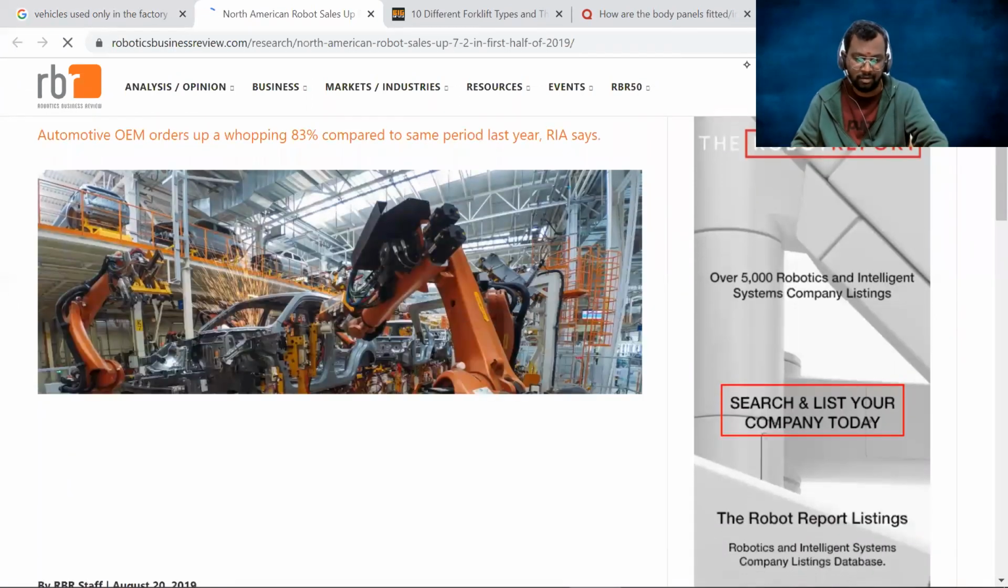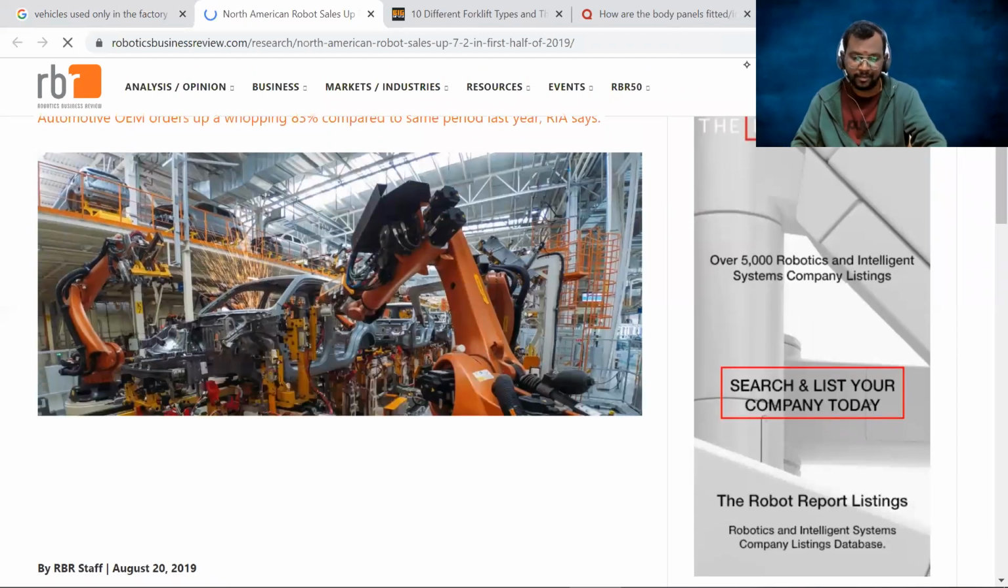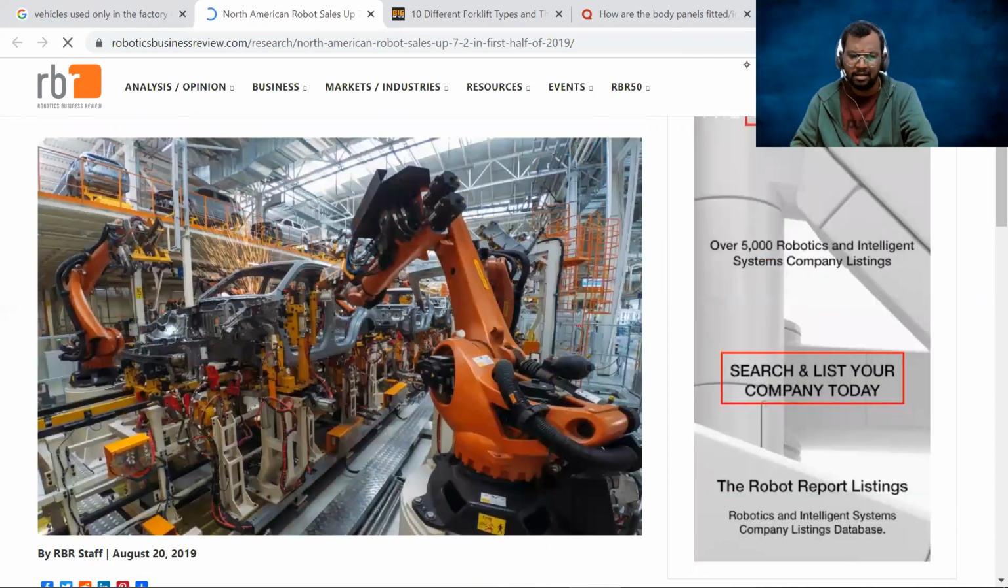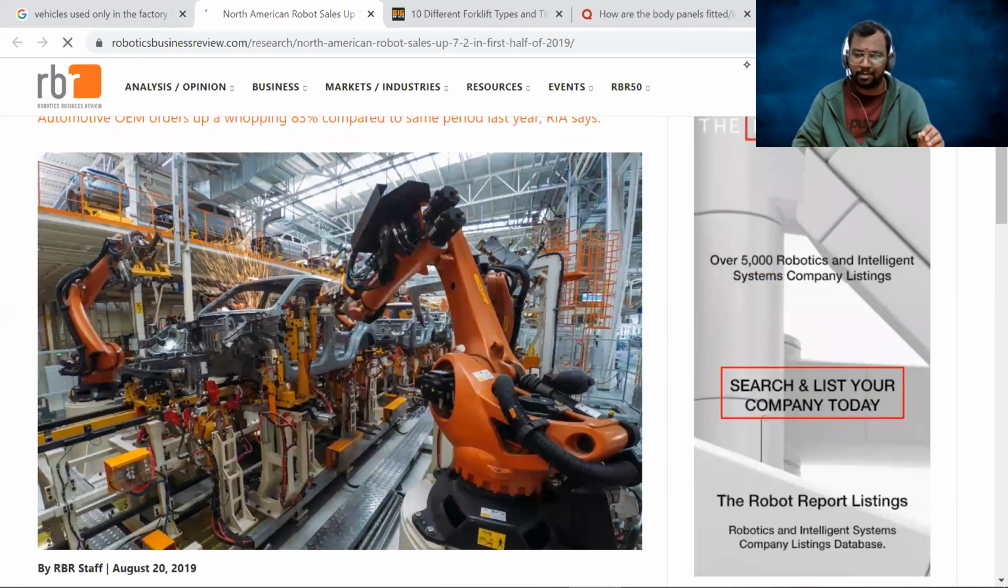Right, you can see one more vehicle image here. Yes, this is another vehicle. This you can find only in the factory premises.